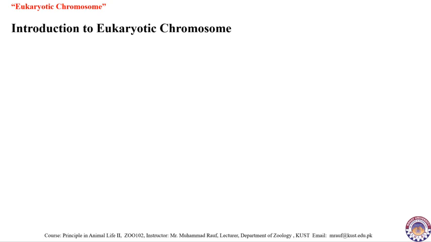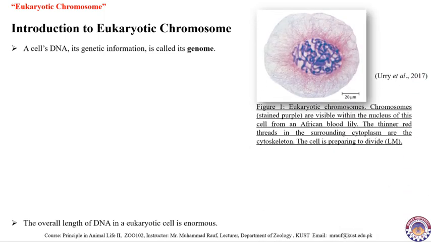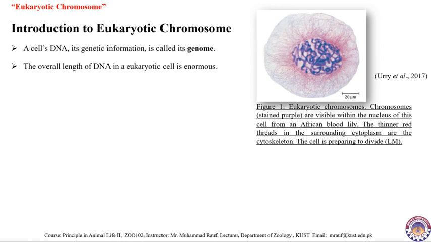Introduction to eukaryotic chromosome. A cell's DNA, its genetic information, is called its genome. Genome is the set of all the genes in a cell or an organism. The overall length of DNA in a eukaryotic cell is enormous. Eukaryotic DNA consists of coding and non-coding regions. So because of the presence of the non-coding regions, their length becomes much greater as compared to prokaryotes.